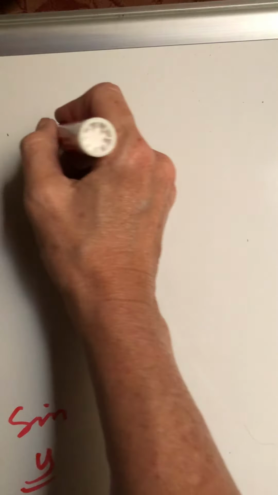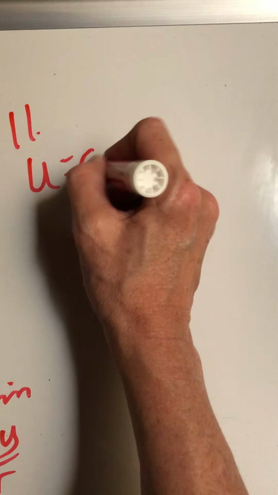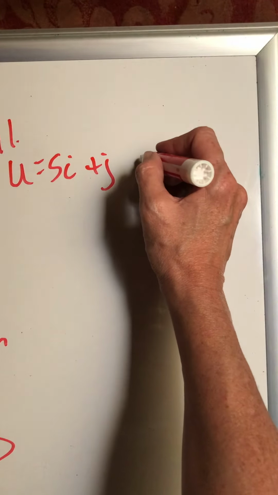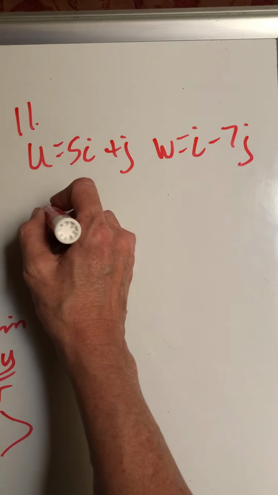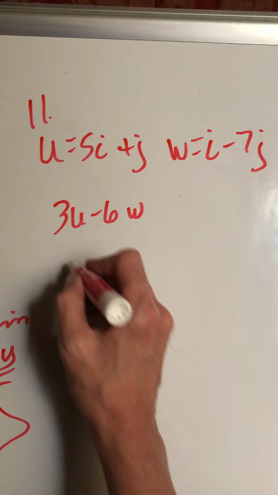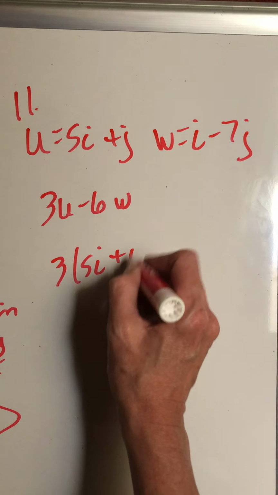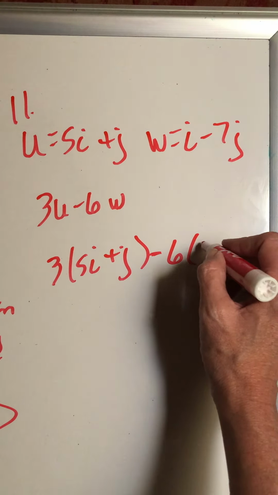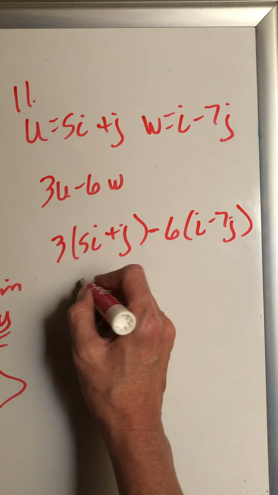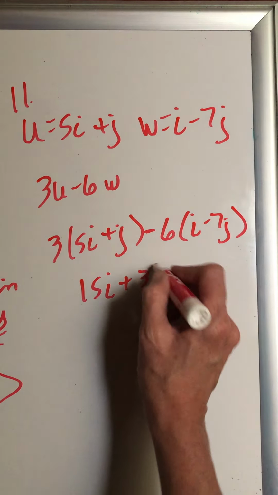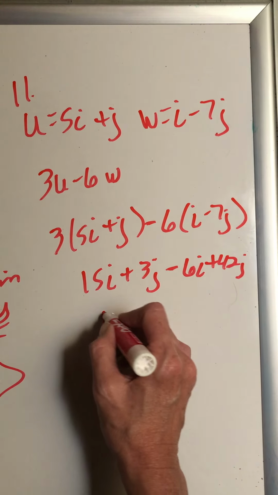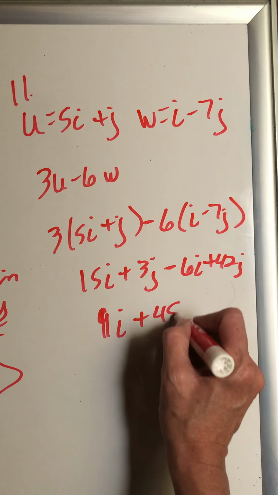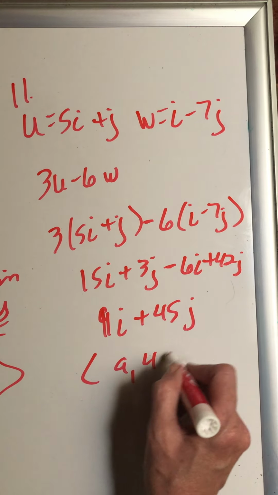Then you've got some operations with vectors. So for example, on number 11, u is 5i plus j. So these are in linear combination form, and w is i minus 7j. And we want to do 3u minus 6w. So 3 times 5i plus j minus 6 times i minus 7j. So I distribute: 15i plus 3j minus 6i plus 42j, and I combine like terms. 9i plus 45j.